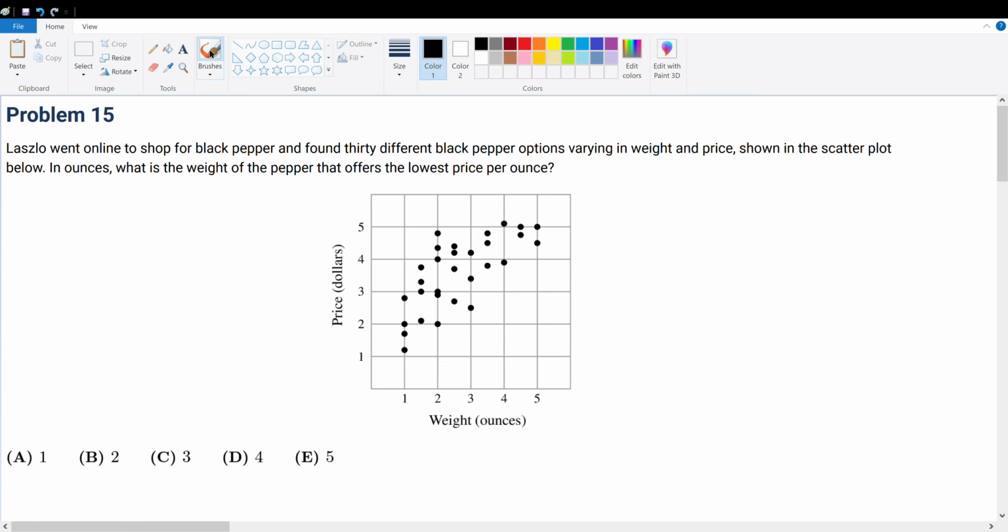Problem 15. Last Zillow went online to shop for black pepper and found 30 different black pepper options varying in weight and price, shown in the scatter plot below. In ounces, what is the weight of the pepper that offers the lowest price per ounce?